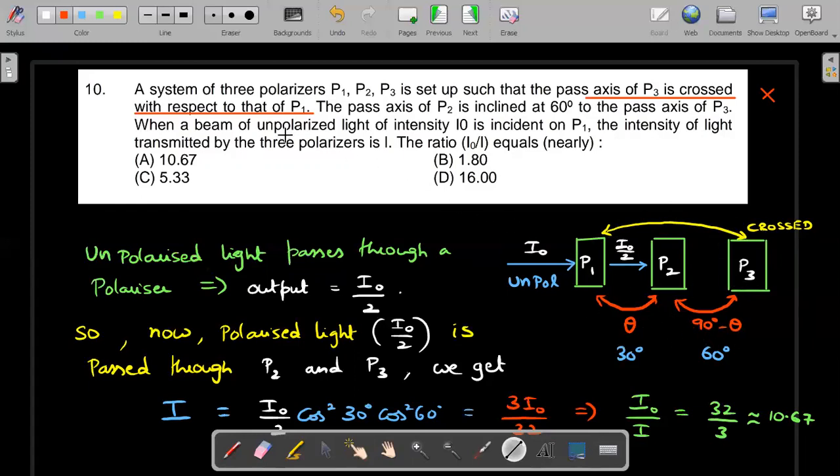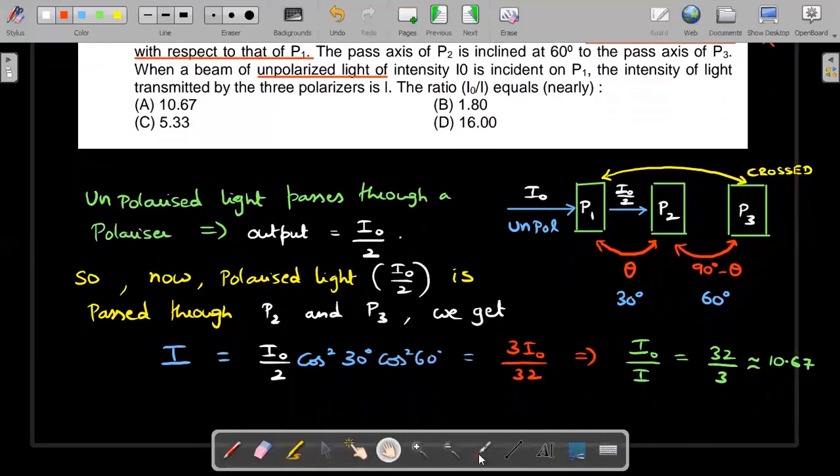One more important thing that you need to always notice is whether the incident light is polarized or unpolarized. As you could see in the question, unpolarized light is incident. We all know that unpolarized light, whenever it passes through a polarizer, irrespective of the direction of the pass axis, the thumb rule is that it will go ahead with I0 by 2, which is related to the random value of cos square theta and all that. So once this I0 by 2 is polarized light and passes through the next polarizer, then Malus's law comes into the picture. So unpolarized light passing through a polarizer, the output is always I0 by 2.